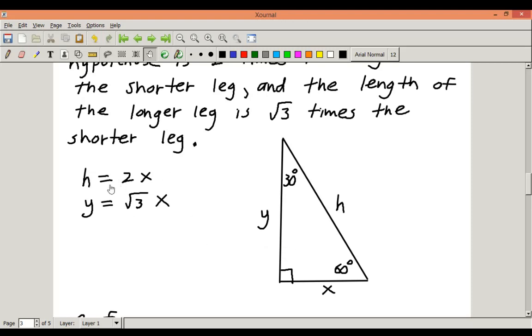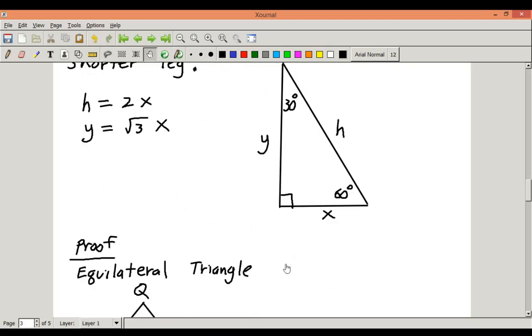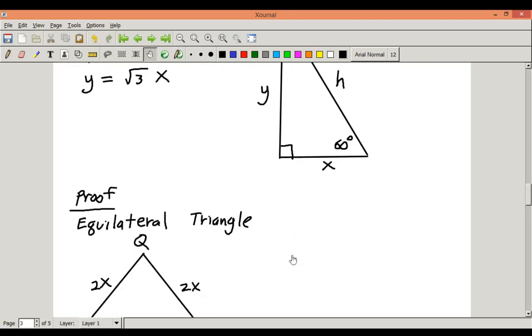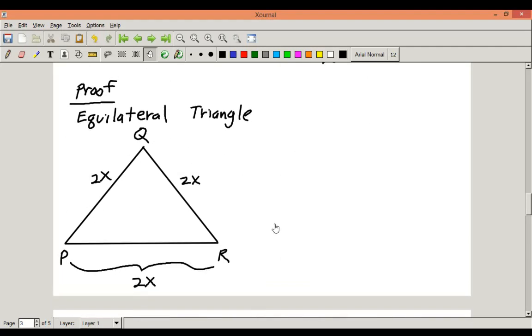So this theorem is saying, and like I said, we're going to prove it, that the hypotenuse, which we're calling h, is twice the shorter leg. So hypotenuse is 2 times x. That's what the theorem says. And also the longer leg, which I called y here, is the square root of 3 times the shorter leg, which we called x. So there's the two statements that we want to prove in our proof. And if you can remember those two shortcuts for this triangle, then this special right triangle is quicker to solve. Okay, so this proof is a little bit more involved.